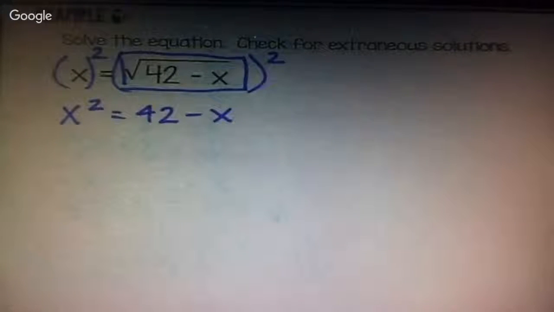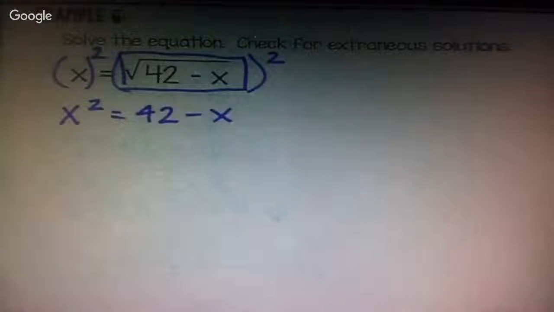Uh-oh. Okay. Our problem now is, what has my equation turned into? Something we can't solve. A quadratic. Which means you need to either factor, use the quadratic formula, complete the square, or plug it into the calculator and find where it crosses the x. That's a lot of difficulty.